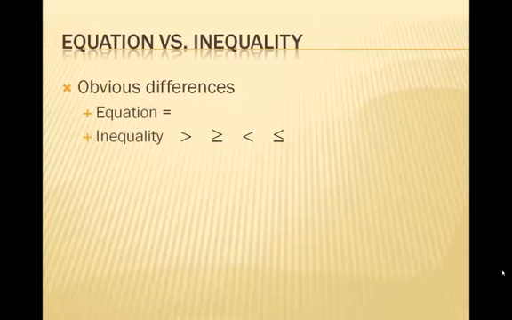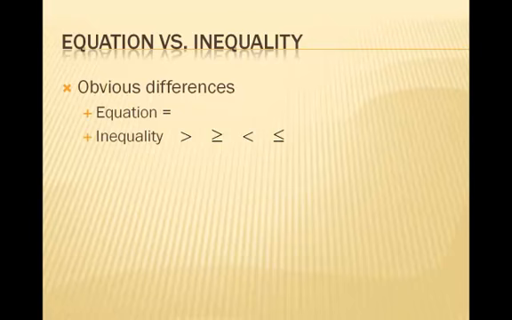So let's first start off with some of those obvious differences. When you're looking at an equation, there's a giant equal sign in there somewhere. And when you're looking at an inequality, then you have one of these symbols, such as greater than or equal to, or less than or equal to. And so it should be pretty clear just by looking at one of these what case you're dealing with, equation versus inequality. Well, let's start to go beyond that to see really why these are very, very different.